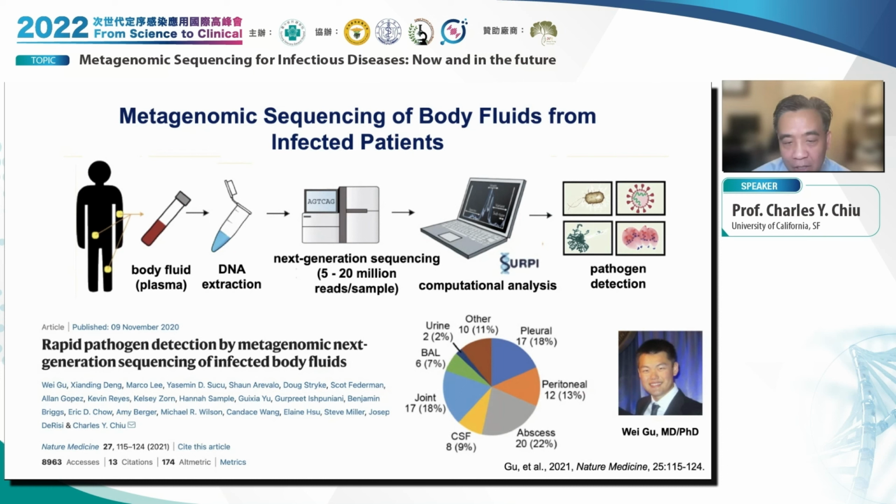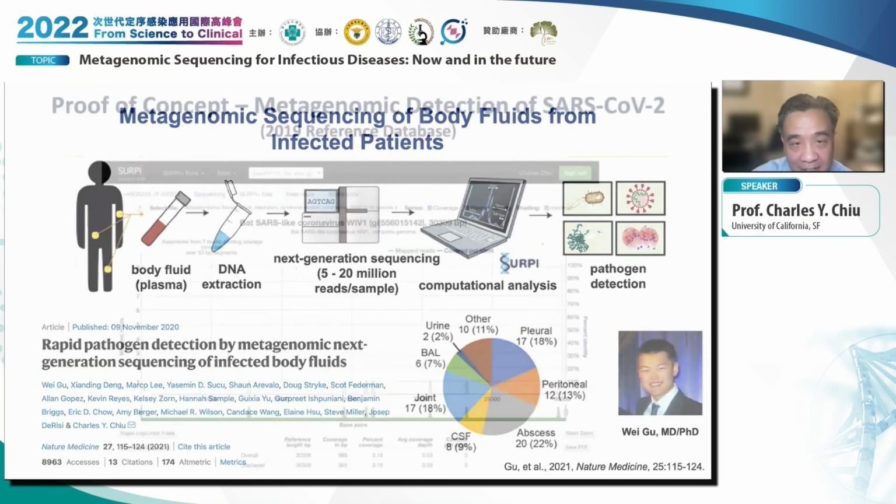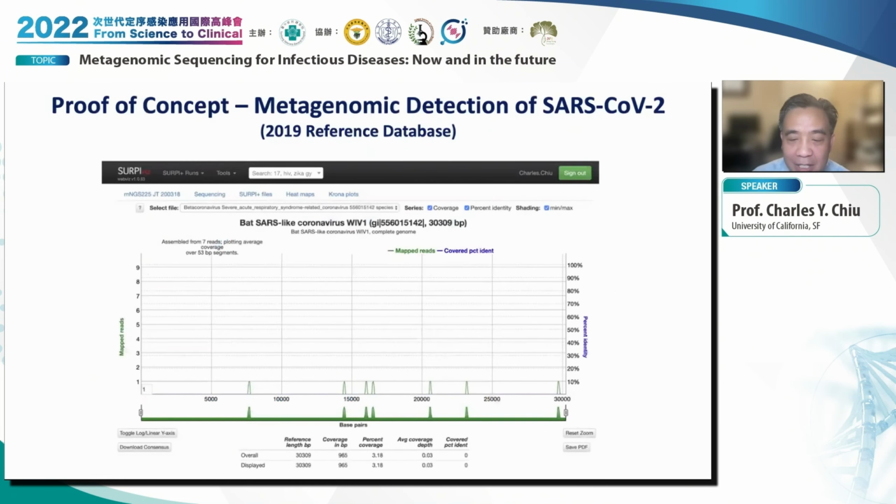This was work that was spearheaded by a very talented fellow at the time, Dr. Wei Gu, at UCSF. He's currently on faculty at Stanford. But the idea is that we wanted to apply the metagenomic sequencing test to a wide variety of different body fluids and be able to validate that. And so I want to give you a couple of examples of how it applies.